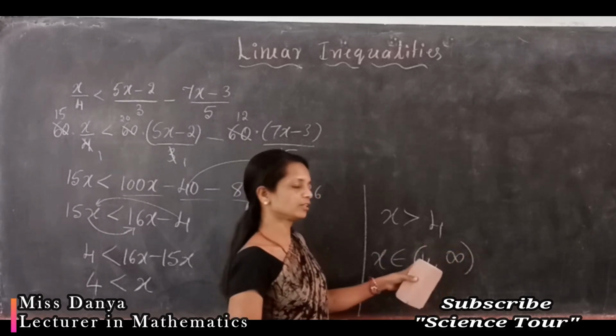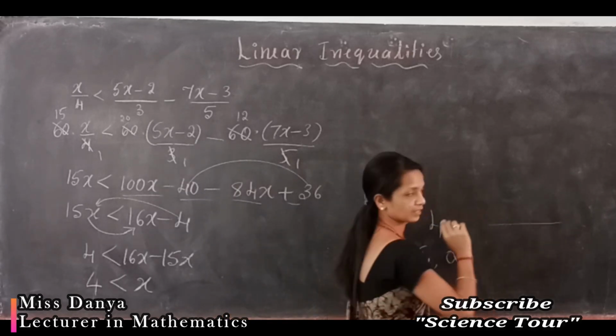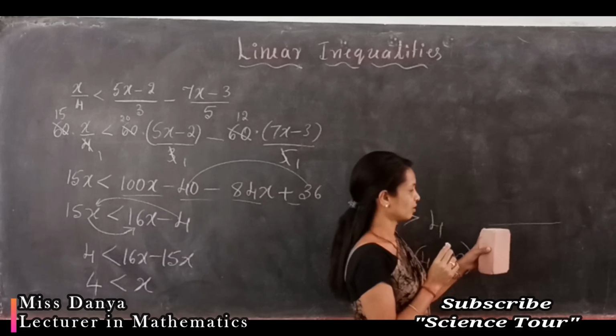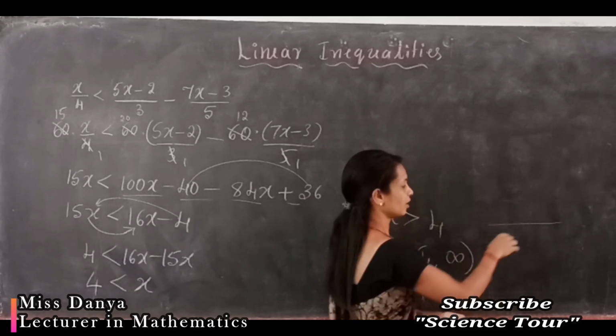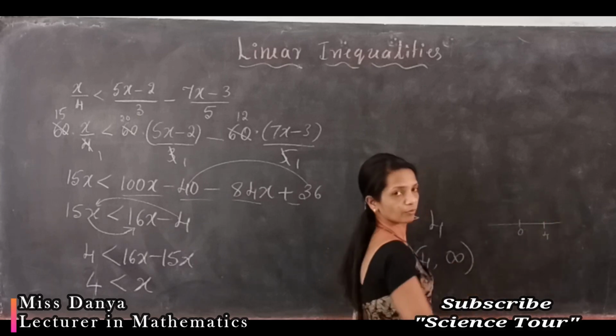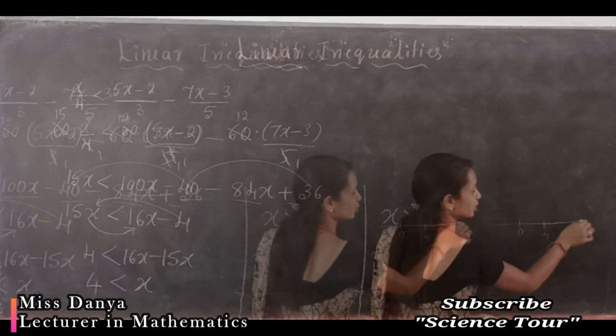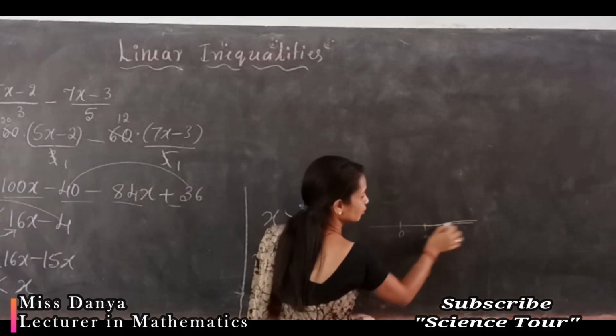If you find it difficult to write like this, then just do this on the side of your page: draw a number line with 0, and 4 is there. Greater than 4 means to the right side of 4, to the right side of 4.